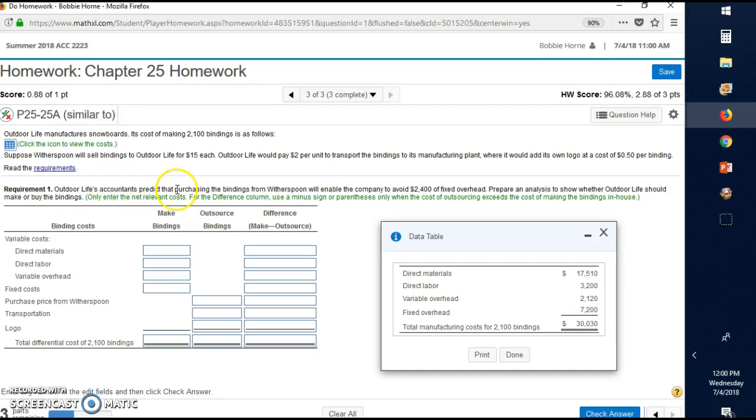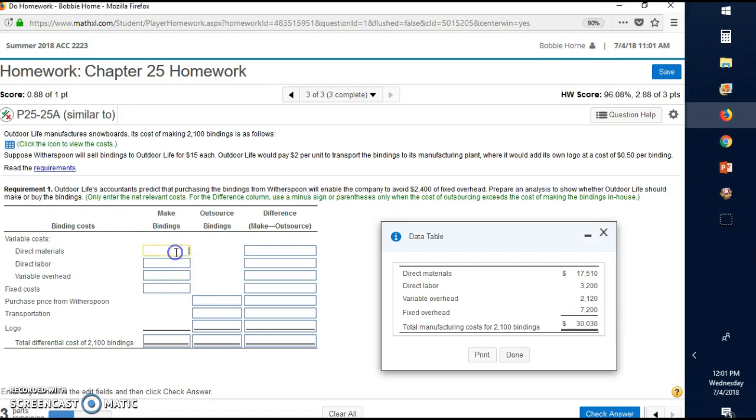Outdoor Life's accountants predict that purchasing the bindings from Witherspoon will enable the company to avoid $2,400 of fixed overhead. So $2,400 of the fixed overhead is specifically for when we make bindings. So that is the only amount of the fixed that's going to relate to making the bindings. The rest of it we're going to have regardless of if we make the bindings or not.